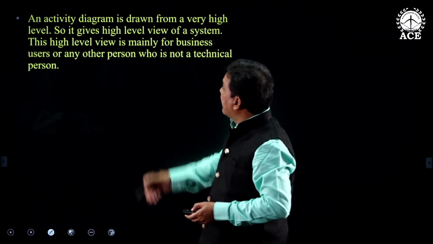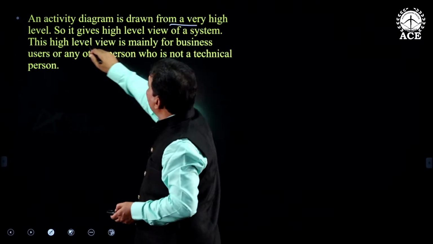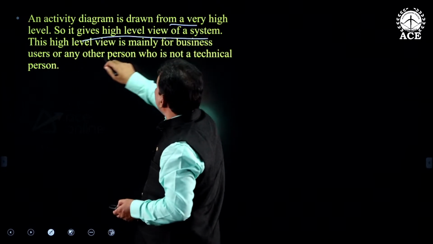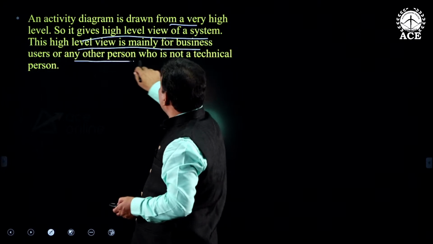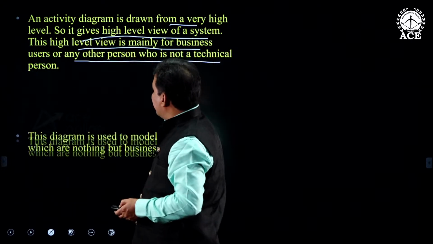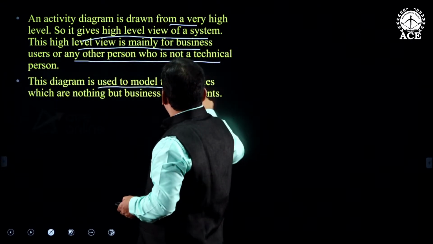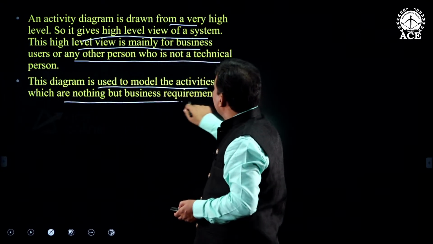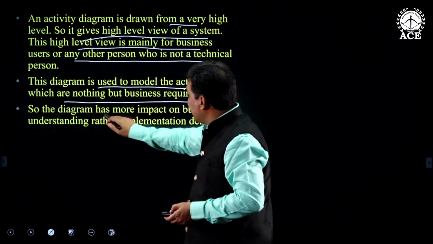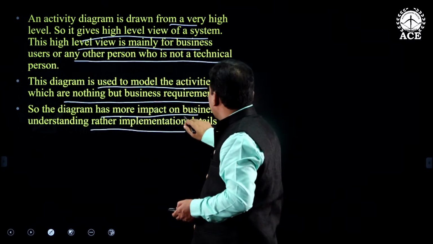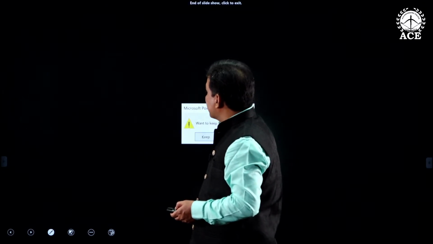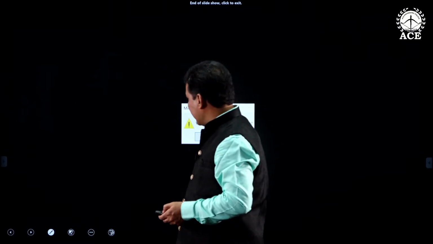This diagram is useful to investigate business requirements at a later stage also. An activity diagram is drawn at a very high level, so it gives a high level view of a system. This high level view is mainly for business users or other people who are not technical. This diagram is used to model the activities, which are nothing but business requirements. So the diagram has more impact on business understanding rather than implementation details. That is the importance of the activity diagram.